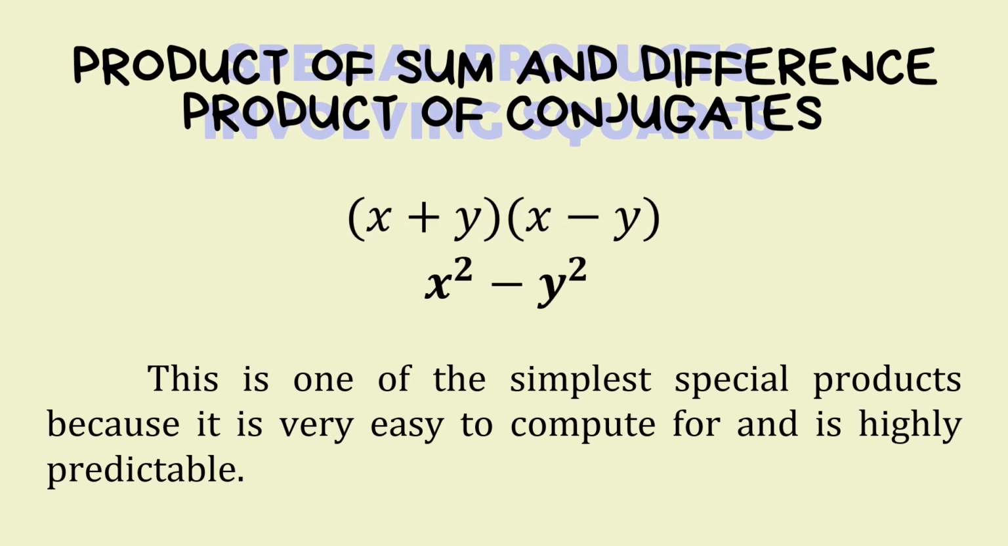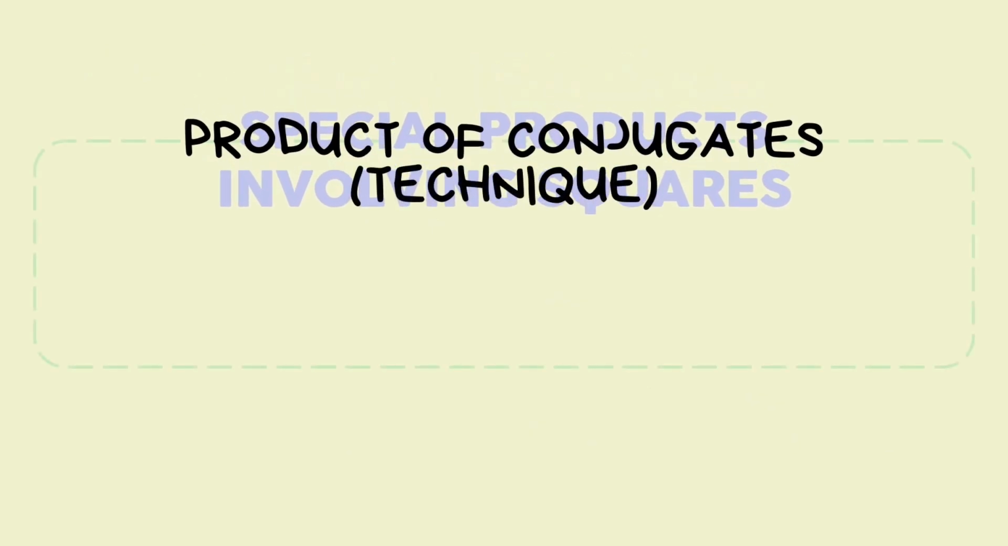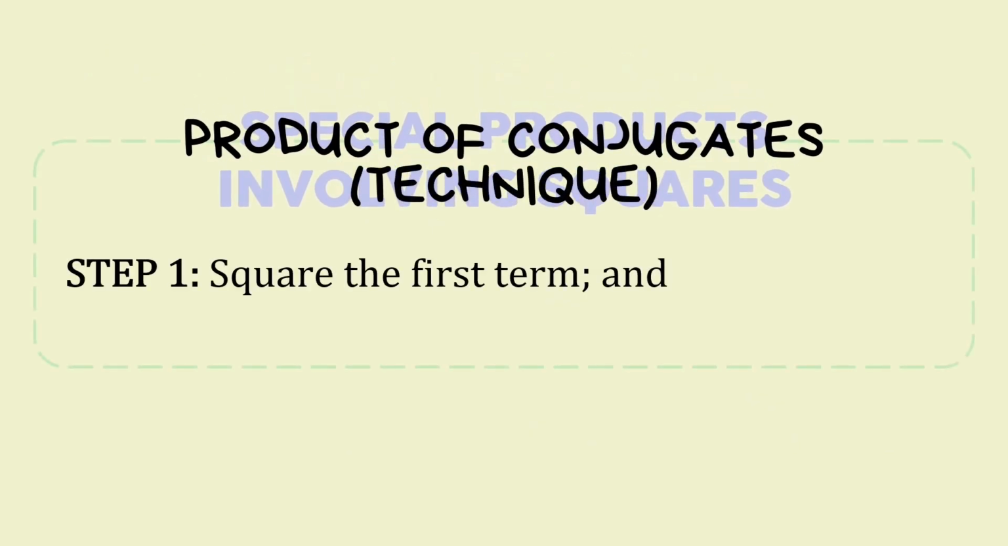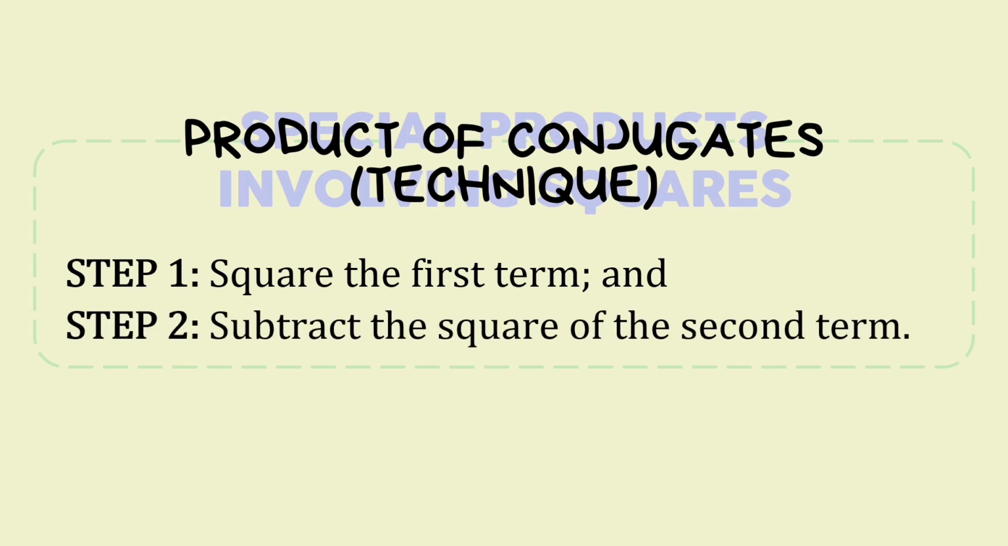This is one of the simplest special products because it is very easy to compute for and is highly predictable. We only have to square the two terms and put a minus in the middle. That is actually our technique. The first step is to square the first term and the second is to subtract the square of the second term. Let's have an example.